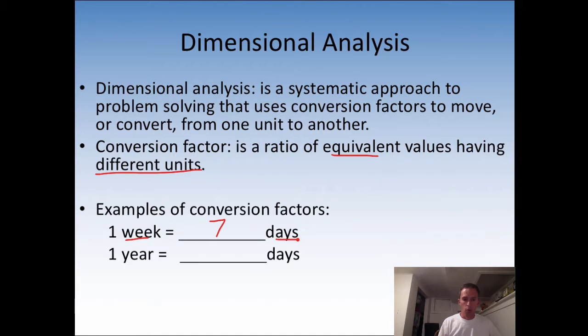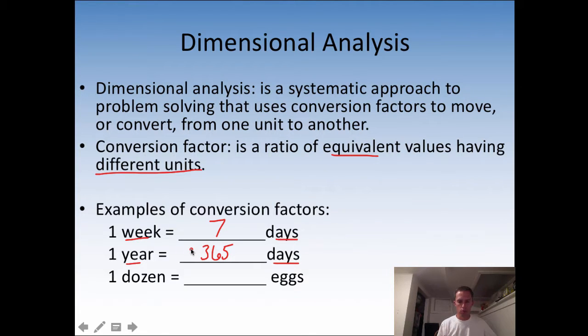Here's another one. 1 year is equal to how many days? Well, 1 year is 365 days. Again, same length of time. This one is in years, this one is in days. So that's a conversion factor. Let's do one more that we're pretty familiar with. 1 dozen is equal to 12 eggs. Both mean the same amount. A dozen is 12 eggs. And so, equivalent values having different units. That's what a conversion factor does. And we use conversion factors to switch from one unit to another unit.